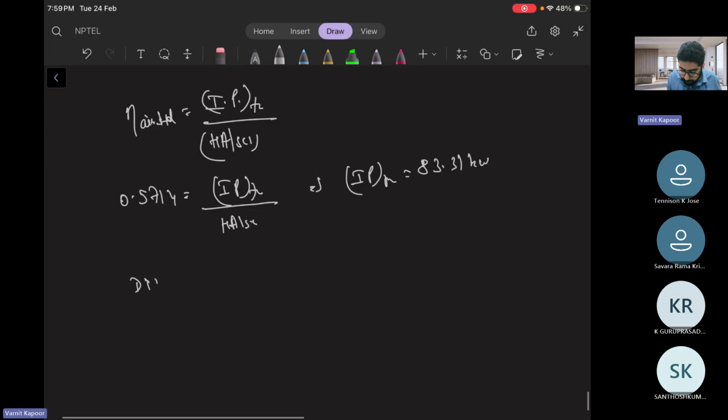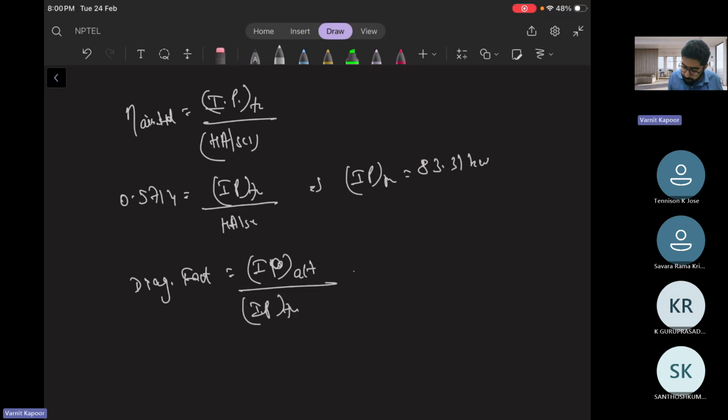So diagram factor is indicated power actual to that of indicated power theoretical. Actual we have already calculated, that is 65. It's given in the question, 50 brake power plus 15, and this is 83.31. So from here the diagram factor will also come. Is it clear or any doubts in understanding this question?